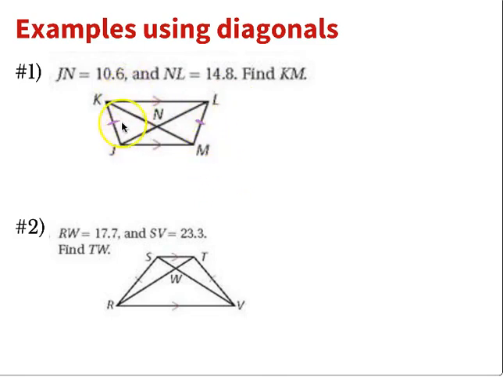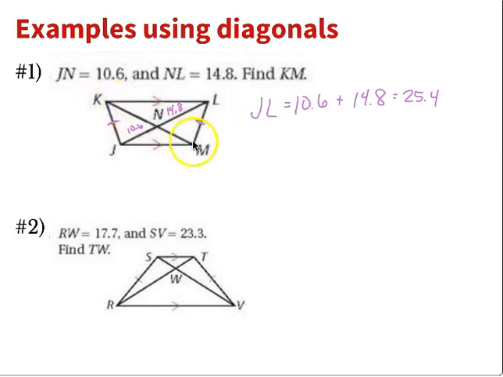Then we're given some information. We are given that JN, so the distance from J to N, is 10.6. I'm going to put that in there. And we know NL is 14.8. So what is the entire length? Do we know the entire length of that segment, JL? Sure we do. JL would have to equal, we just add together the two given values, and what do we get? 25.4.